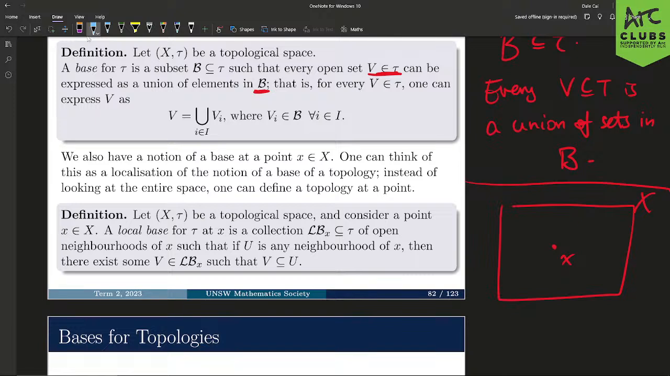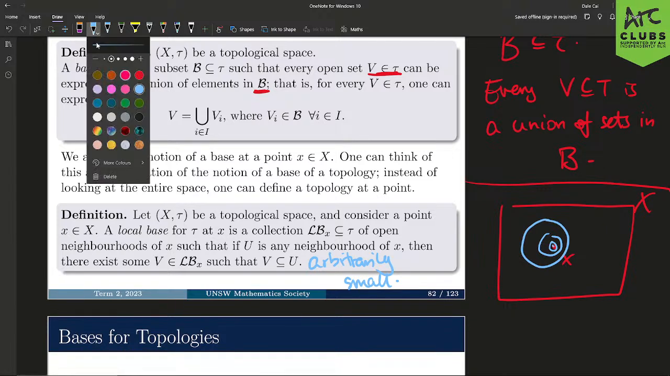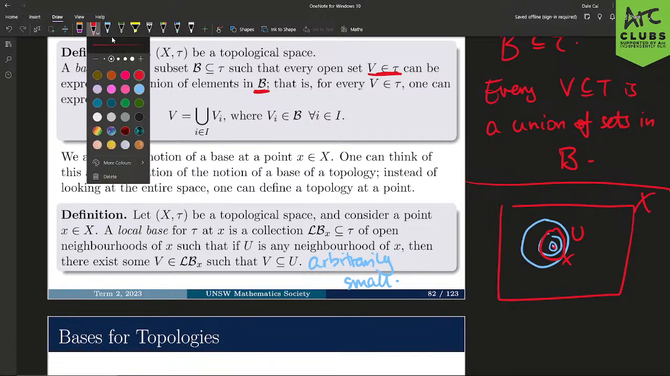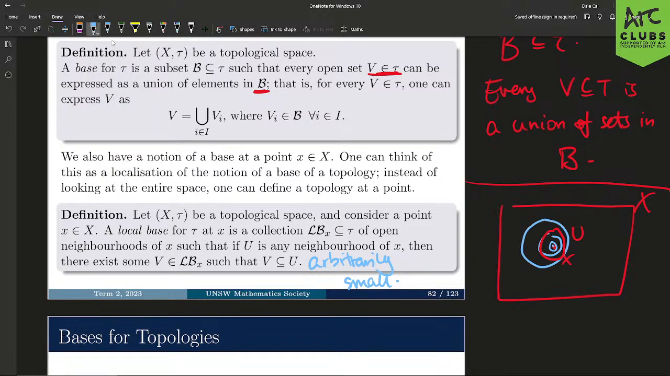And a local base: if we have a topological space X and a point x, then a local base is a set of open neighborhoods of x. So it's a set of open sets, such that you can think of it as it gets arbitrarily small. In other words, if U is any neighborhood of x, so let's say this is U, then I can always find a small enough set in the local base, which for example would be this one.